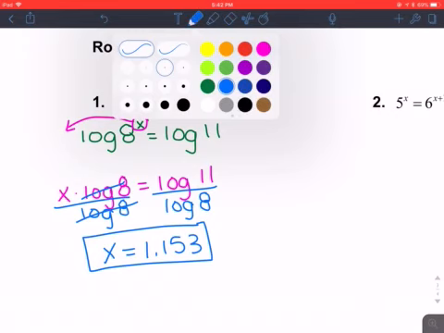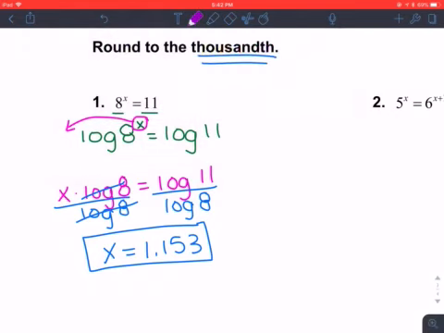Now we can plug it in, just to double check. When I plug this in for x, since I have a calculator, I'm going to go ahead and type 8 to the power of 1.153, and you get 10.99, which is rounded to 11.